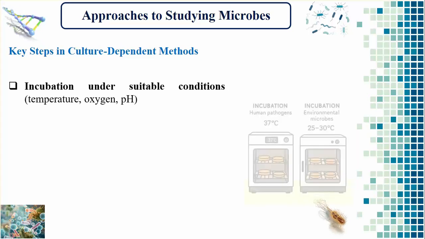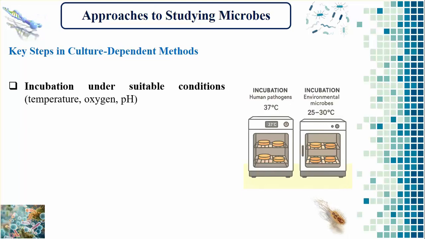For example, human pathogenic bacteria are commonly incubated at around 37 degrees Celsius, which corresponds to normal human body temperature. In contrast, many environmental microorganisms grow better at slightly lower temperatures, typically between 25 and 30 degrees Celsius. Some microorganisms require special atmospheric conditions, such as anaerobic bacteria, which can't tolerate oxygen and must be grown in an anaerobic chamber or jars where oxygen is removed. On the other hand, aerobic bacteria may be grown in a shaking incubator, which continuously mixes the culture and supplies oxygen.